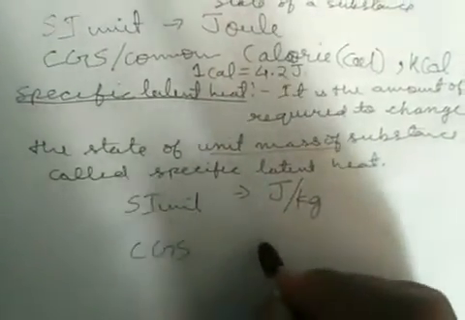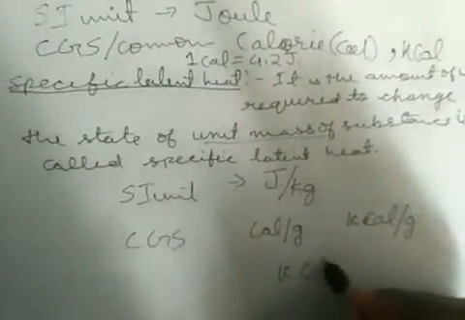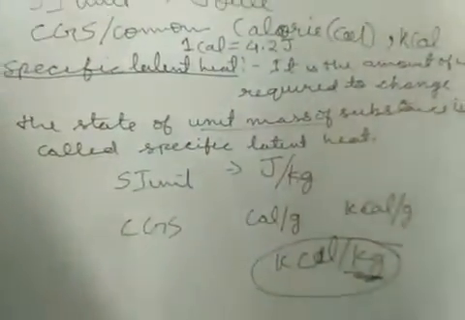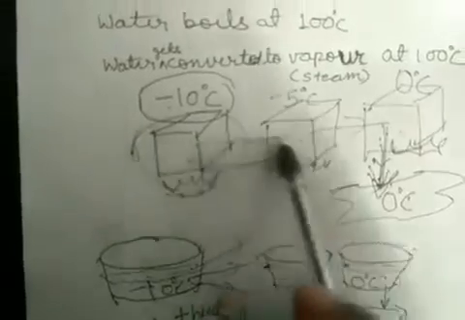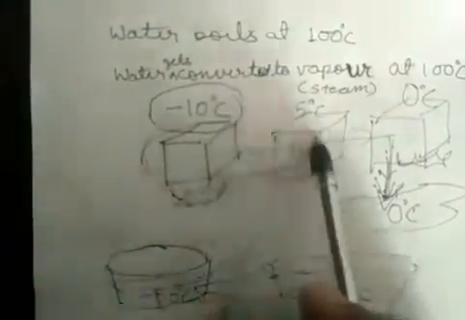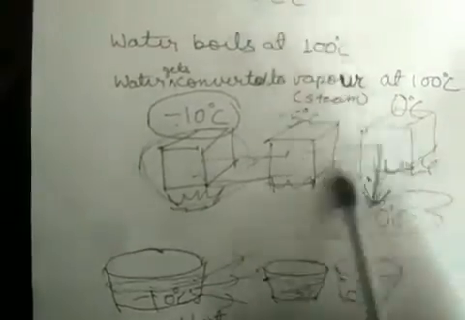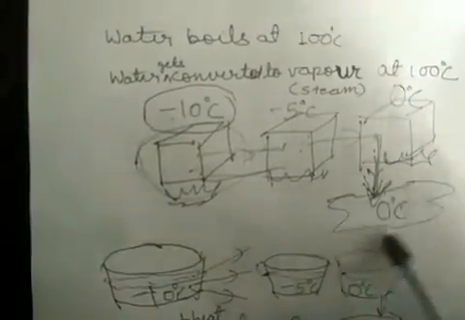For CGS, it is calorie per gram or kilocalorie per gram. It can be kilocalorie per kg also, although it is not CGS, but sometimes they take this also. So latent heat is a hidden heat which we are unable to observe. If I'm supplying heat here, I can observe it by a change in temperature, but here the temperature remains the same. So a hidden kind of heat is there. It is absorbing heat, and that is why without changing temperature it is turning into liquid.